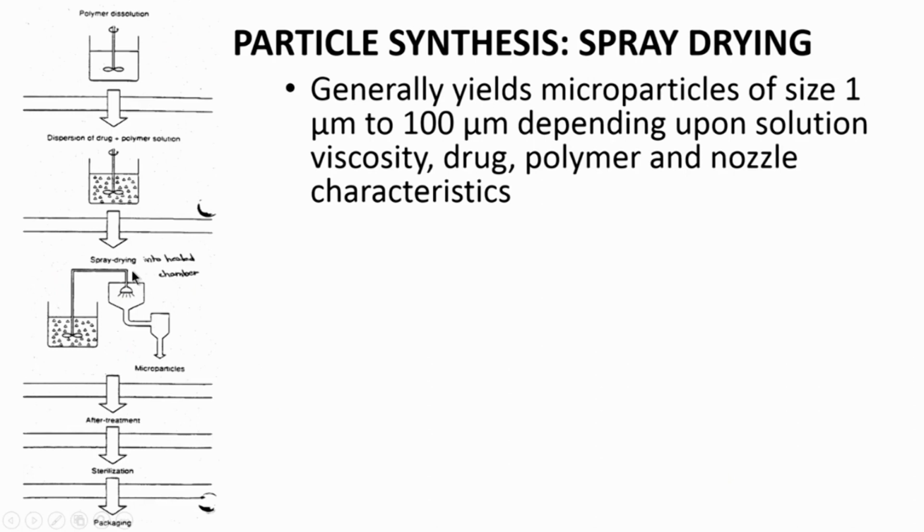It generally yields particles in the size range of 1 micron to 100 micron, and it depends on several things: what is the viscosity of your solvent, what is the drug and the polymer that you are using, and again what is the nozzle diameter. So all of these will ultimately determine the size of the droplets that are being formed, and that is going to be, as I said, directly proportional to the amount of polymer that is present in the particle and the size.